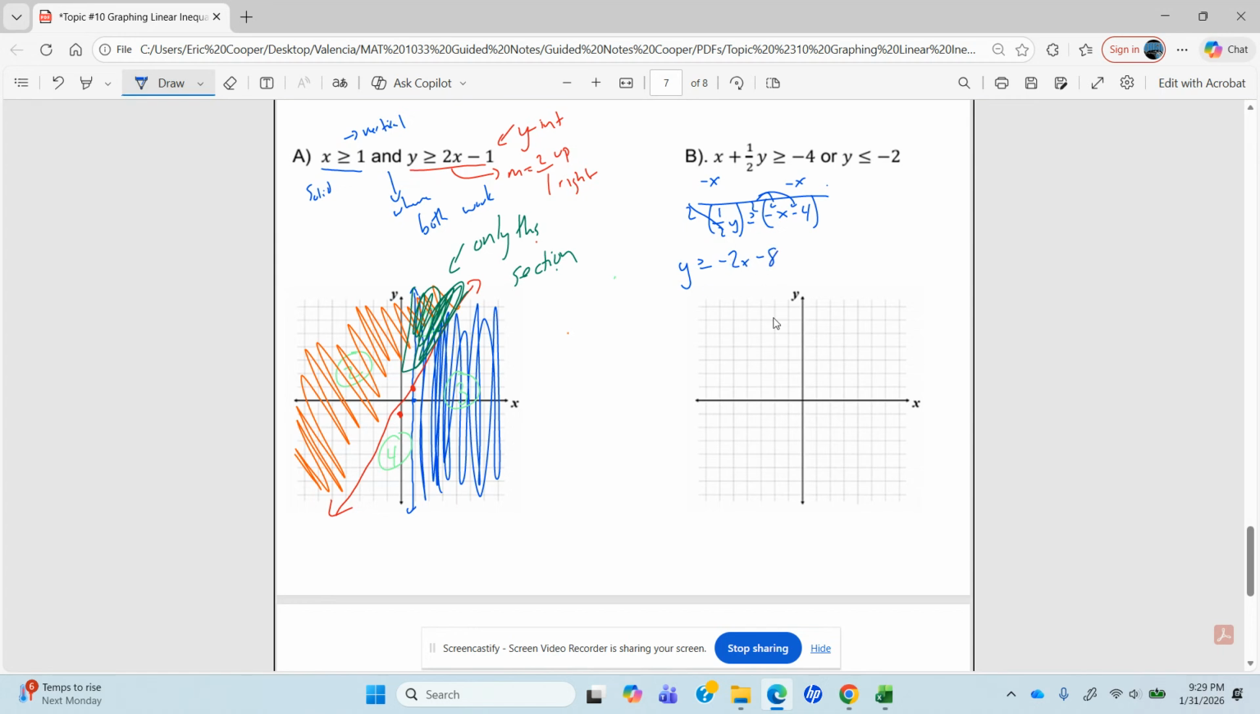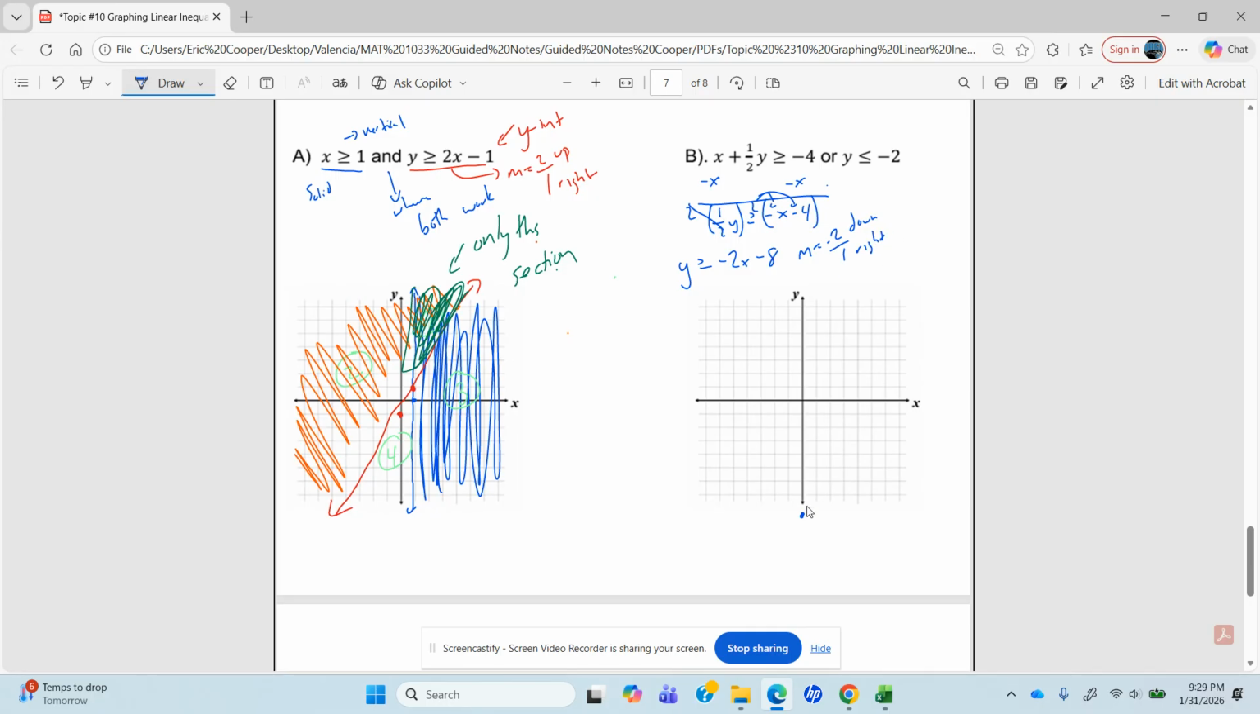So I'm going to graph this line here in blue. I'm going to start 8 below: 1, 2, 3, 4, 5, 6, 7. We'll call this 8 below. And I'm going to go 2 down and 1 to the right. Now, a little bit interesting here, I can't really go any more down.